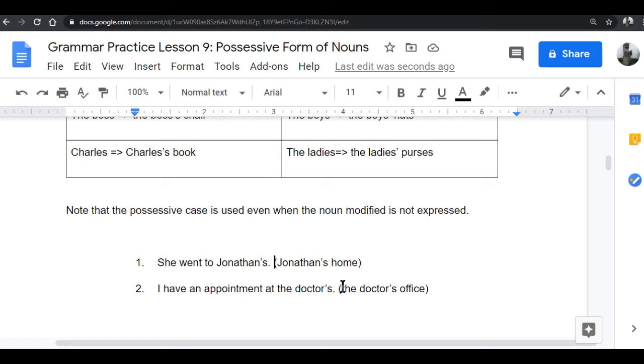Example, she went to Jonathan's home. Okay, here in this phrase, I'm not saying home, but we suppose and we know it is Jonathan's home. So, she went to Jonathan's. I have an appointment at the doctor's office. The doctor's, okay, I don't have to say office, but that's what I understand.